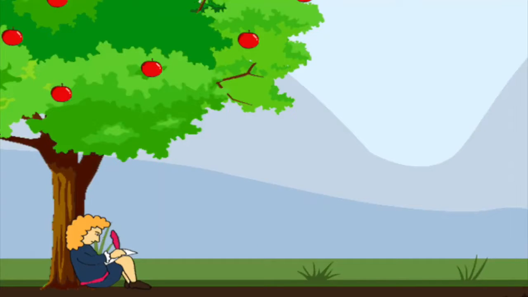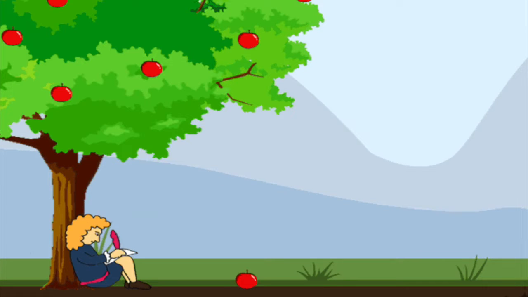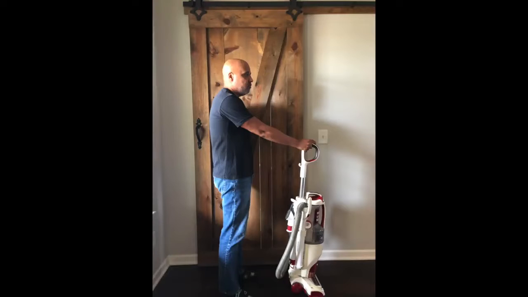So what makes an object move and change its position? Aha! These are the forces. Forces make objects move. Okay, then what made the vacuum cleaner move? Mr. Eldar. He applied force and moved the vacuum cleaner.